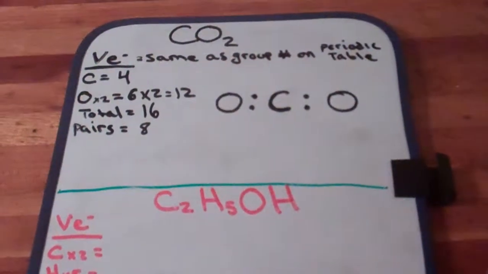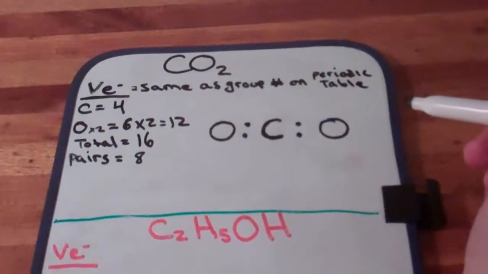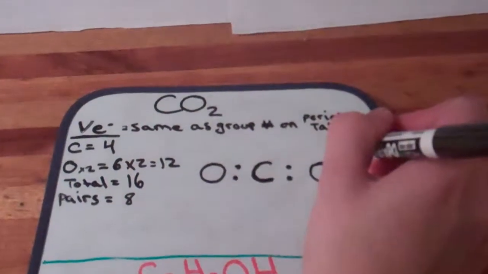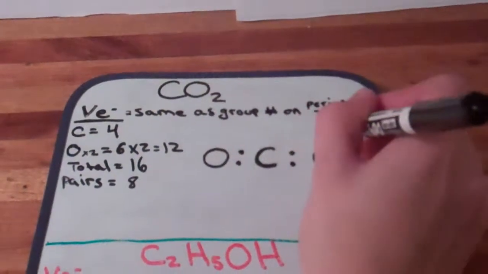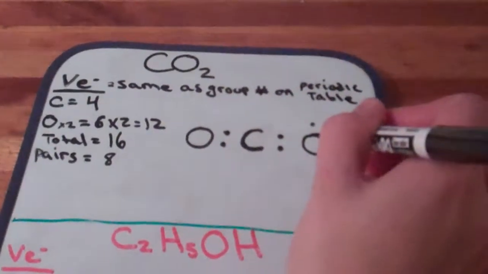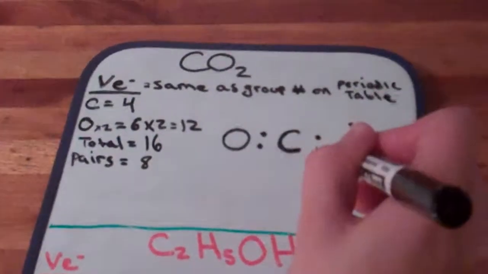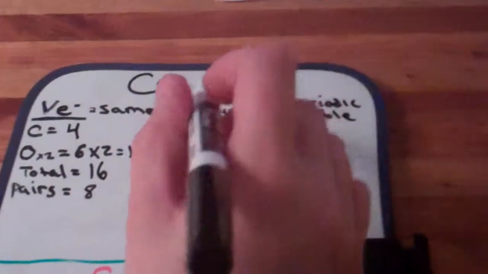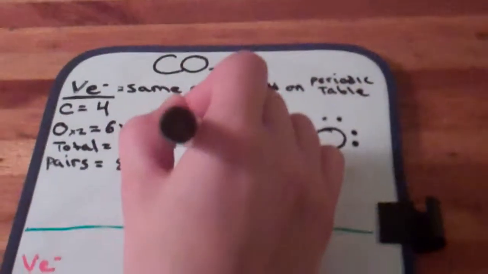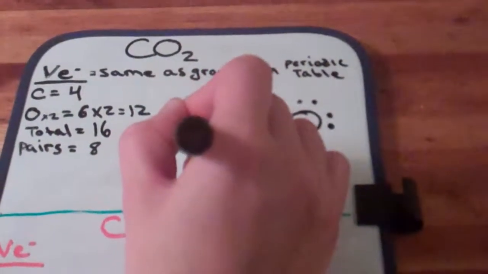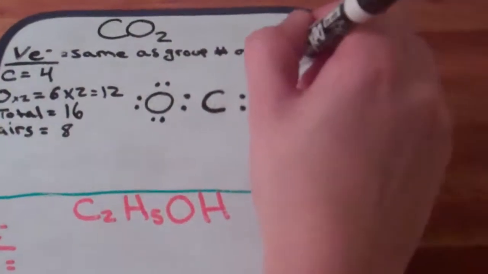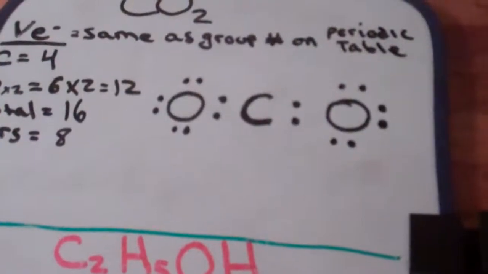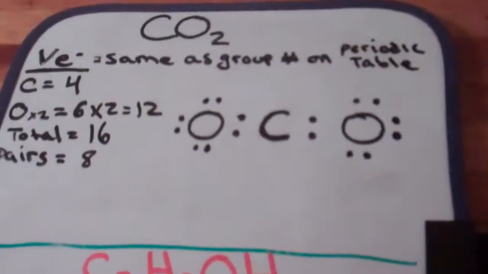And then we will fill in the rest of the remaining pairs. So we'll put a pair right there, pair right there, pair right there, and then we'll do the same for the other side. So these ones that I'm putting in are called lone pairs. Okay, so now we have that, and that is rule 4.